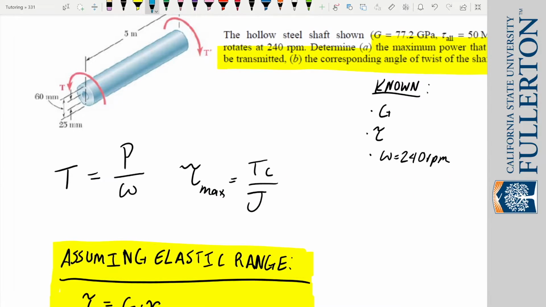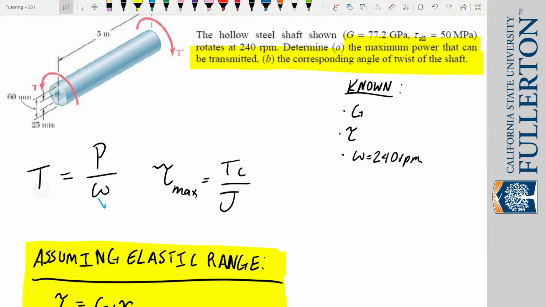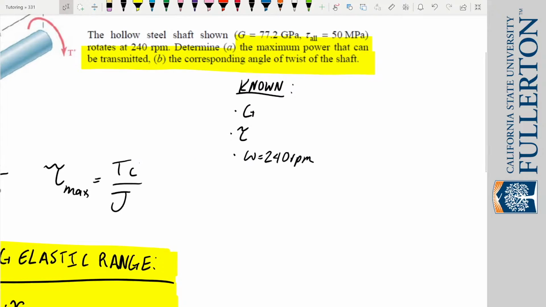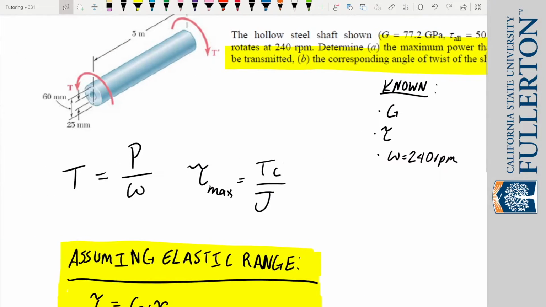We do not know our torque, but we do know tau, and we can also pretty easily figure out what C is and figure out what J is. So we can use that to figure out what our torque is, and then use that to figure out how much power we have going through our system. So why don't we start?